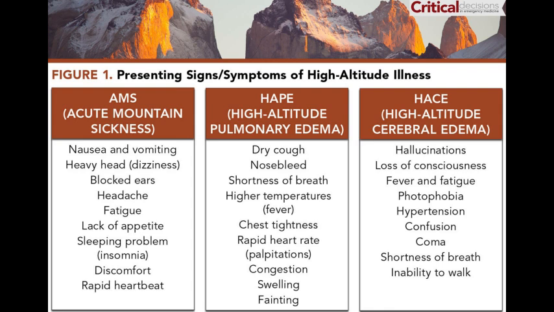Then we have HAPE, H-A-P-E, high altitude pulmonary edema. That might be edemia. I usually think it's pronounced edemia. Dry cough, nosebleed, shortness of breath, higher temperatures, fever, chest tightness, rapid heart rate, palpitations, congestion, swelling, fainting. Then HACE, high altitude cerebral edema: hallucinations, loss of consciousness, fever and fatigue. Photophobia or fear of light. Hypertension, confusion, coma, shortness of breath, inability to walk.